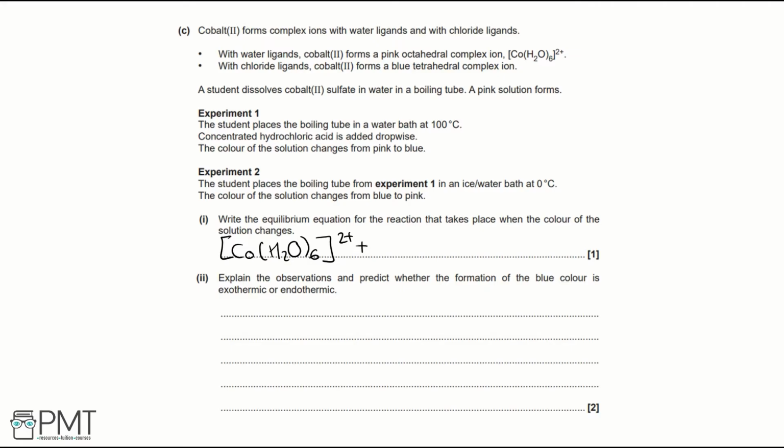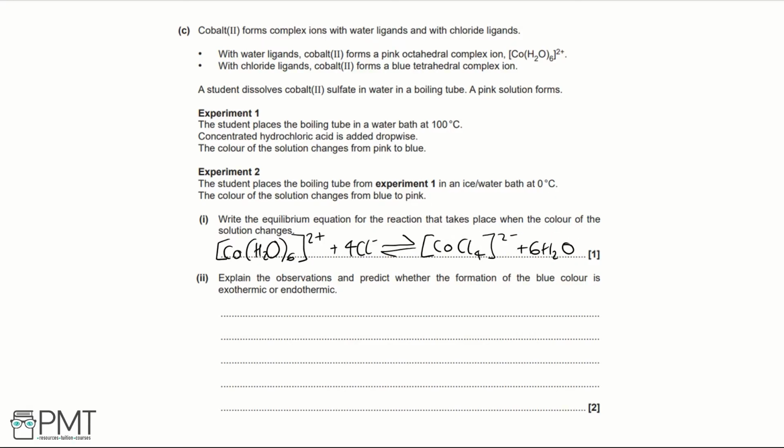So that means we're going to react with 4 chloride ions, because it's a tetrahedral complex with chloride ligands. So 4 chloride ions. And then the equilibrium would produce [CoCl4]2-, because that's our tetrahedral complex, plus 6H2O. To get the mark for this question, you must have the full complete equilibrium.